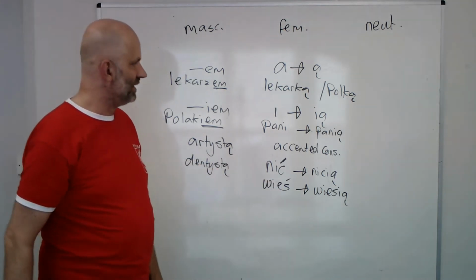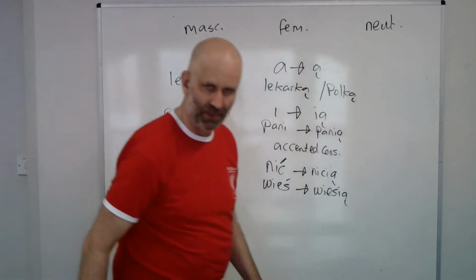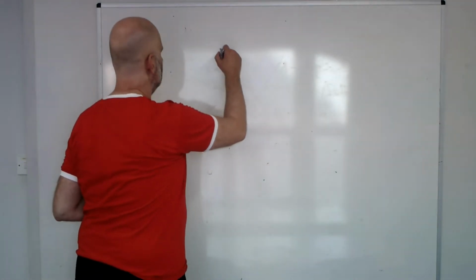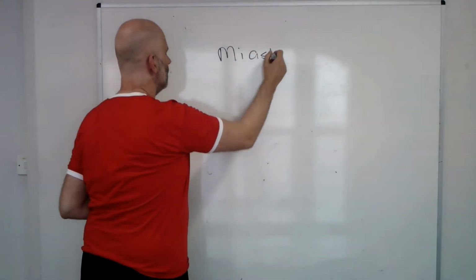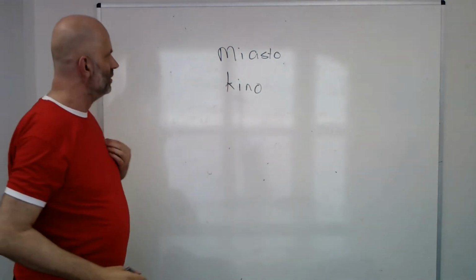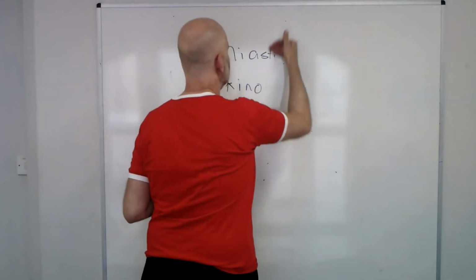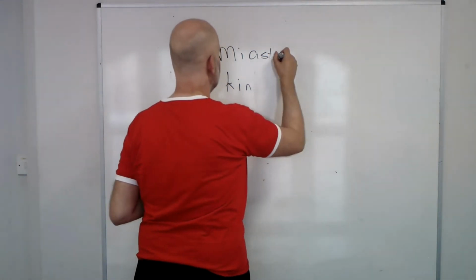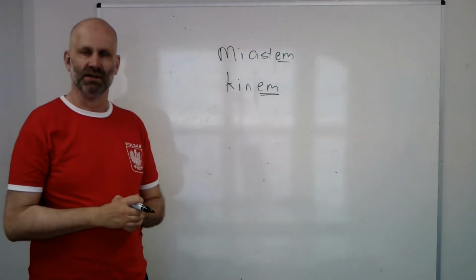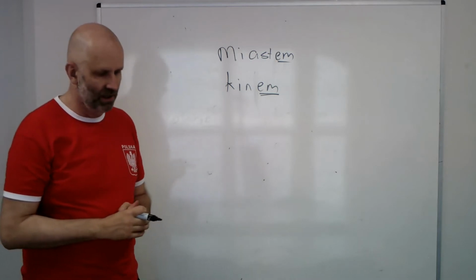Okay, so now what we're going to do is look at neuter. So to make some space on the board. Okay, so now we come to neuter singular nouns. Now, for the most part, if you've got a word like miasto, meaning town, kino, meaning city, what you do is you lose the last vowel and just simply add en. So it's very similar to how the majority of masculine singular nouns behave.